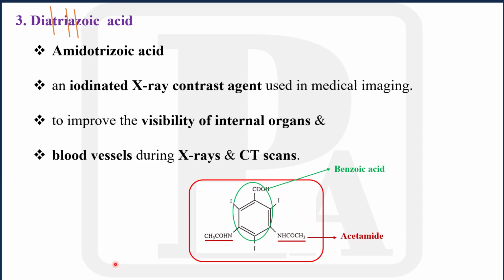This one is otherwise called as amidotriazoic acid, trizoic acid, and it is an iodinated X-ray contrast agent used in medical imaging to improve the visibility of the internal organs and blood vessels during X-rays and CT scans.